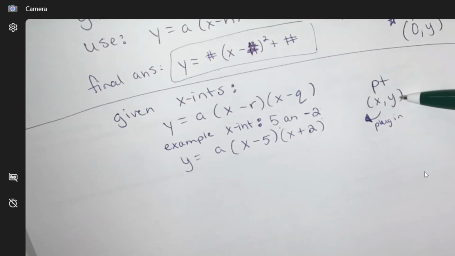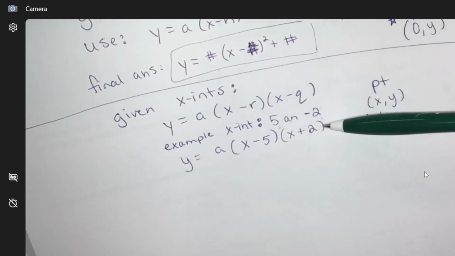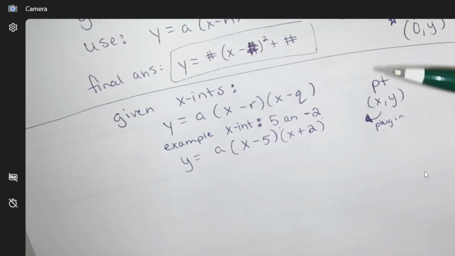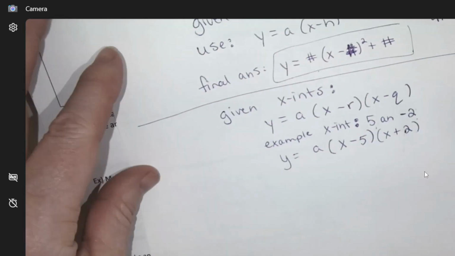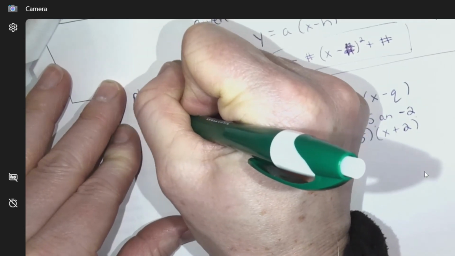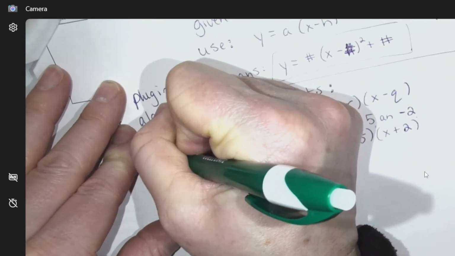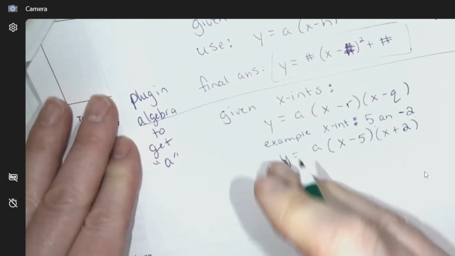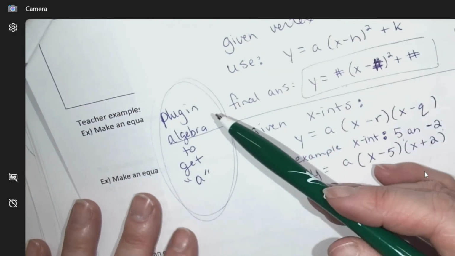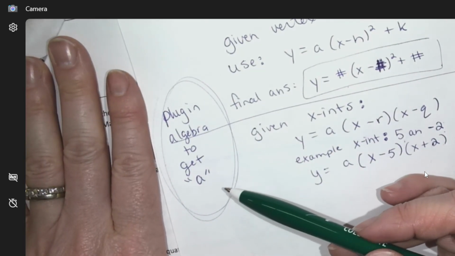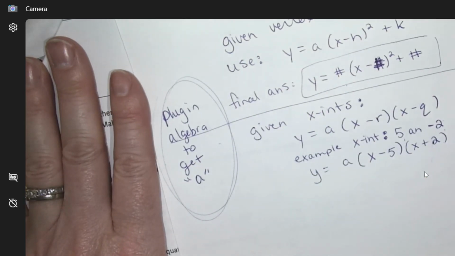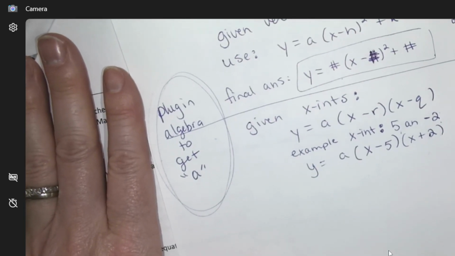Okay, and then I probably would give you a point. You'd have to plug that in. All the time, you're usually having to figure out that slope. So just kind of a big note, you kind of do your plugins, and then you do algebra to get your A's. That's kind of another big idea on that lesson.